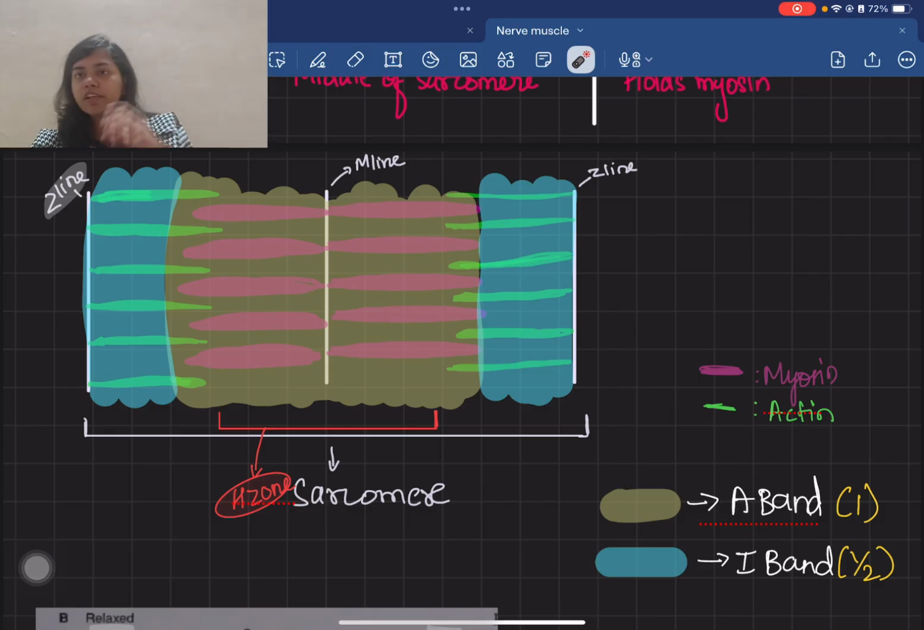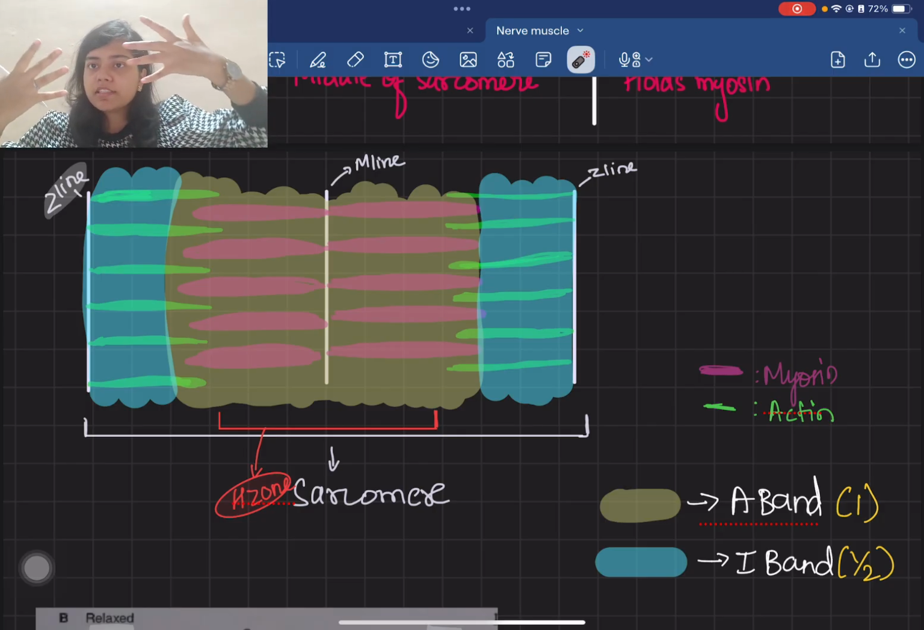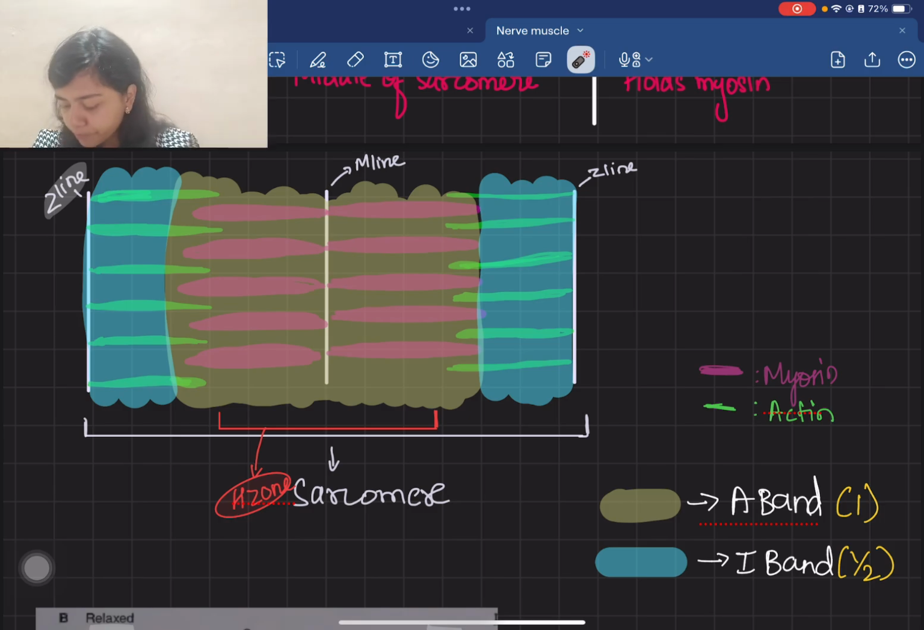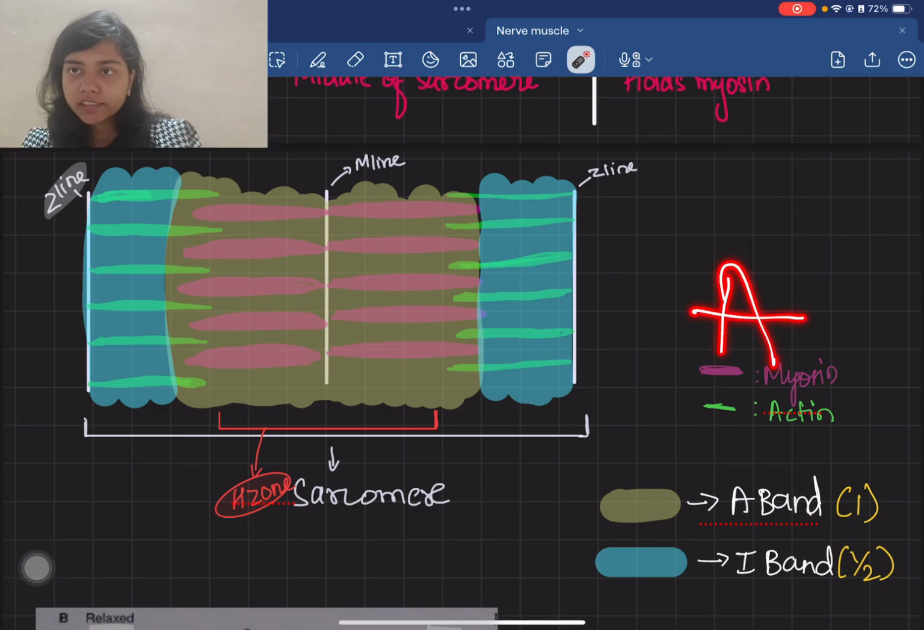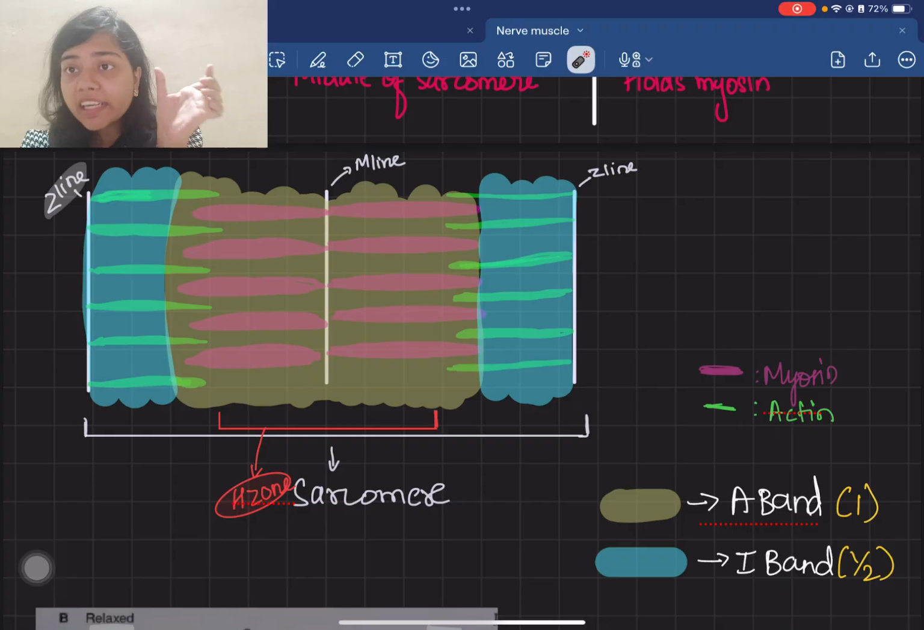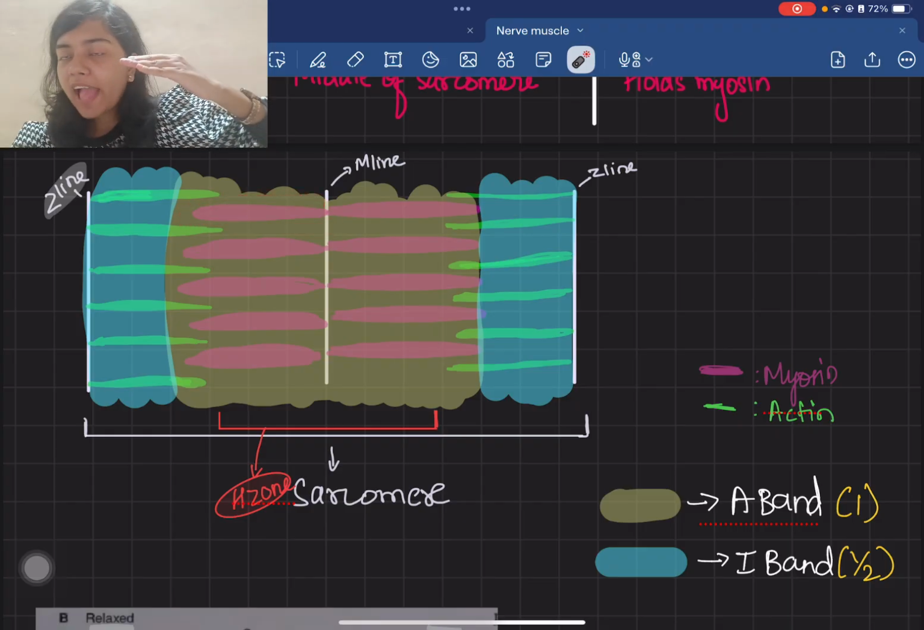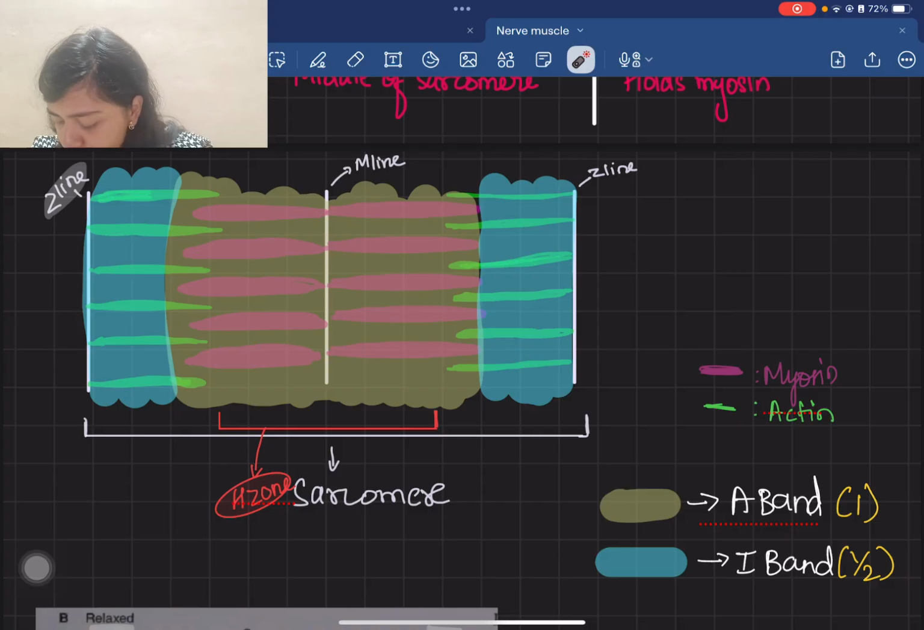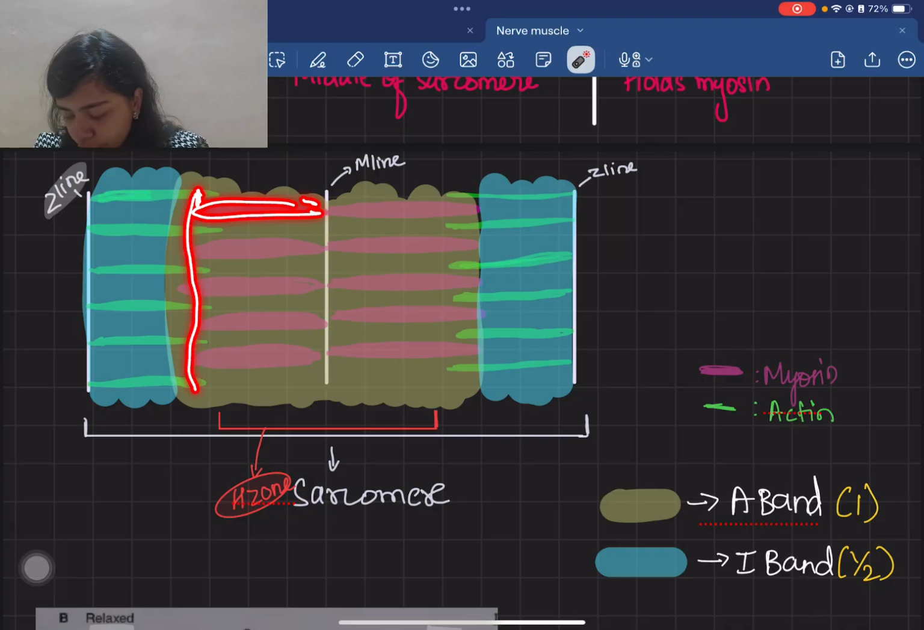This is a very nice concept. You have myosin and actin. You can see that some portion of myosin is overlapped with actin because they are interdigitated. Suppose this is myosin, this is actin, so some part is going to be overlapped. The A band is going to occupy the entire length of myosin. This myosin is also interdigitating a little with actin, so along with the myosin, some part of actin is also going to come in your A band.